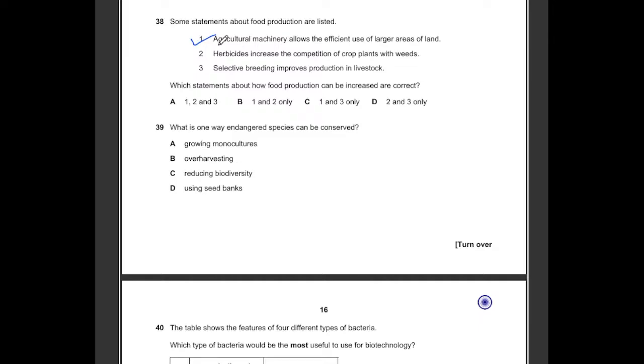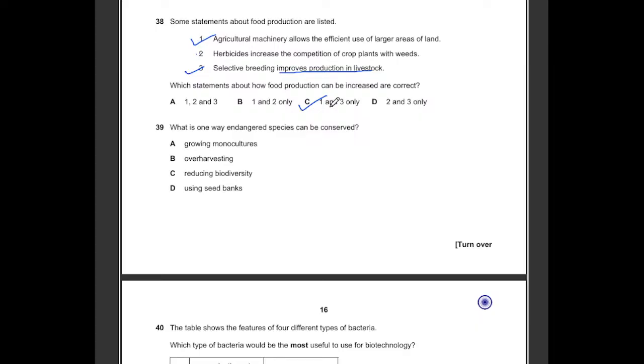Herbicides increase the competition of crop plant with weed. Herbicide is to kill, okay, the weeds. So this is not the correct one. So selective breeding improves production in livestock. Selective breeding means you select the characteristics of animal, breed them, and then you get a better hybrid organism. And selective breeding improves the production of the livestock. So both 1 and 3 is correct. You go for the C option.